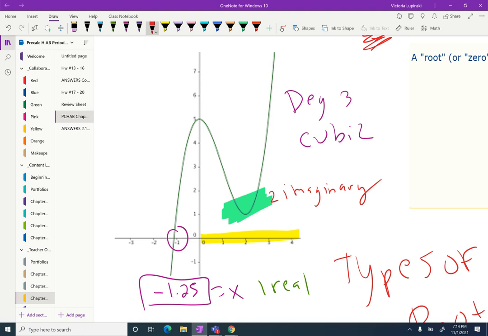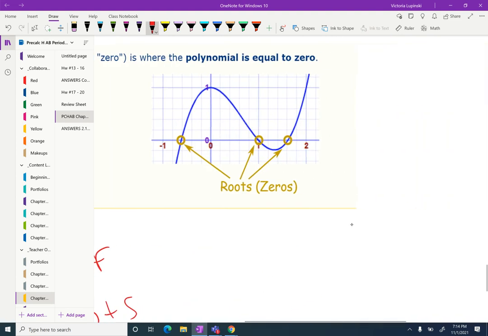2, because they have to come in pairs, and you have to add up to a total of 3. So again, this is real and this is rational because -1.25 is a terminating decimal. You would then have 2 imaginary that don't cross the x-axis. You could compare that to over here.